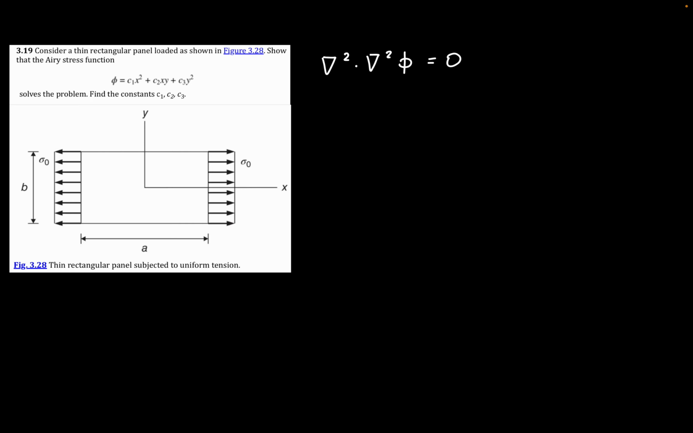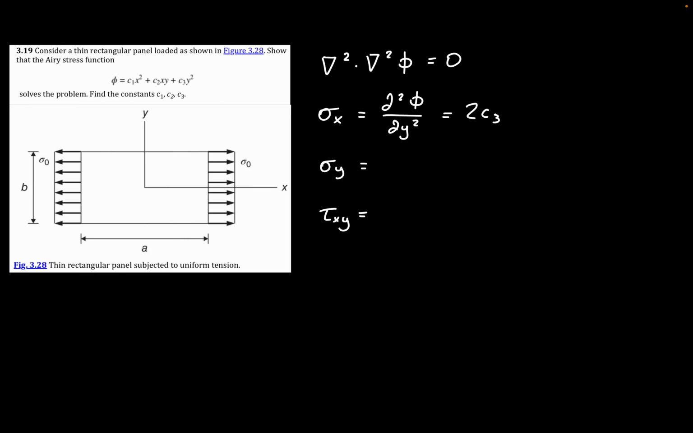So now, in terms of finding the constants C1, C2, and C3, what we can start out by doing is writing the relation between sigma x, sigma y, and tau xy. So for sigma x, we can find this by taking the second partial derivative of phi with respect to y, and that will give us 2 times c3.